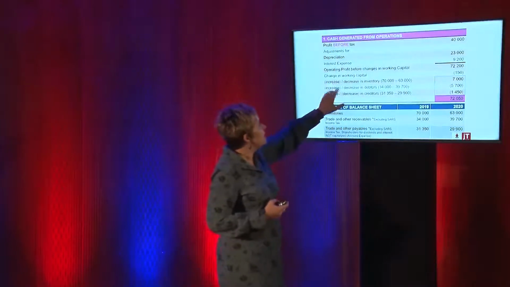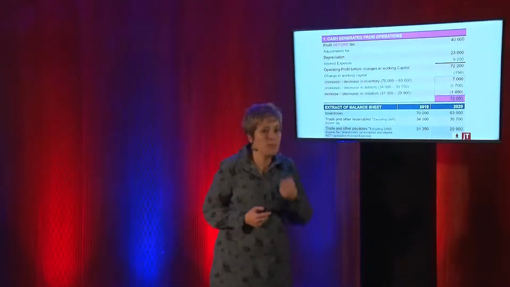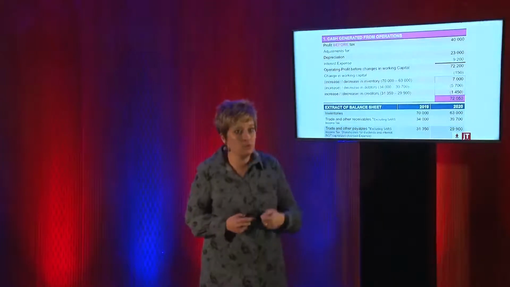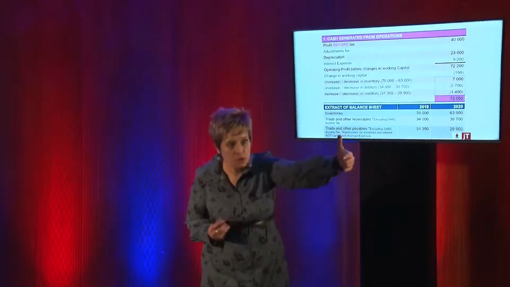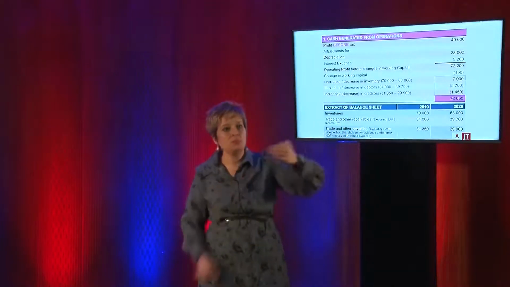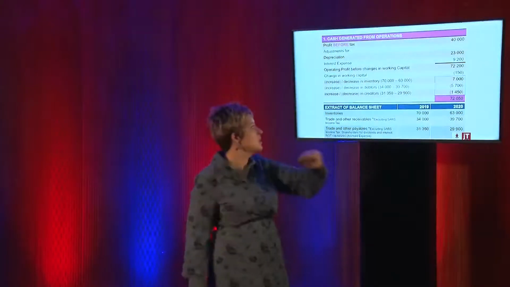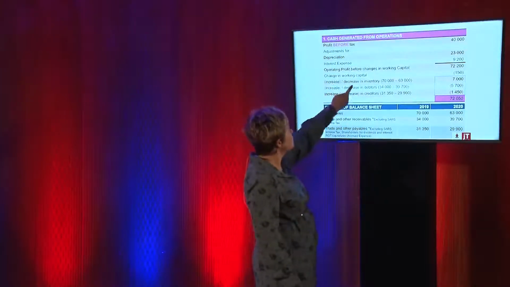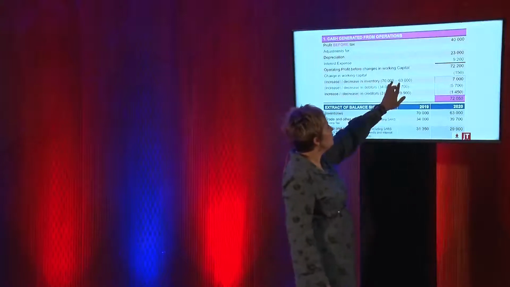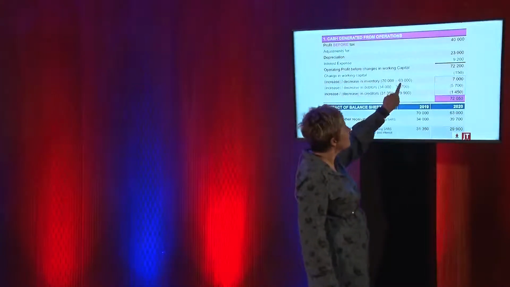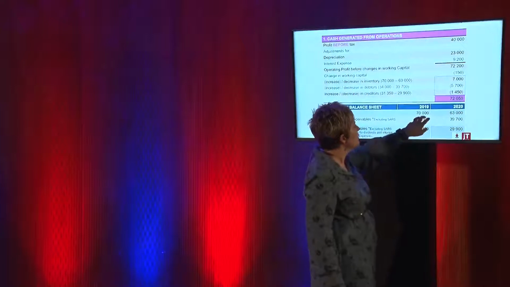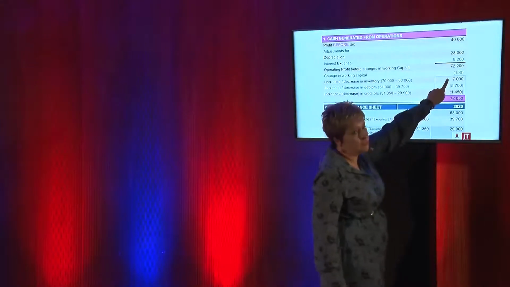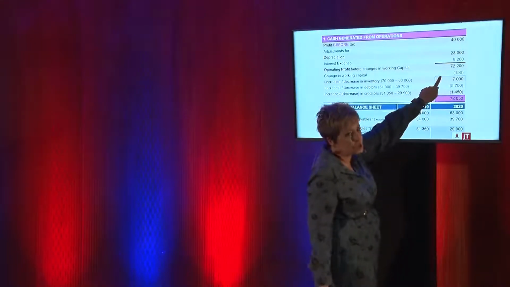Now, if it's an increase in inventory, it means we purchased more inventory, so cash went out, even though inventory came in. But we're looking at the cash going out. So that's why it will be in brackets. In this example, there was an inflow because we purchased less from the previous year to this year. So there's an inflow because we spent less on stock.